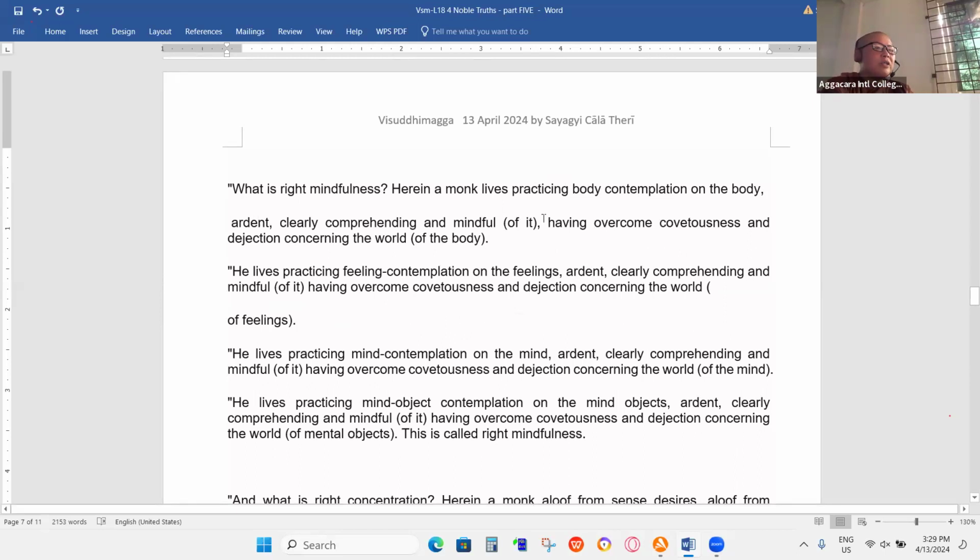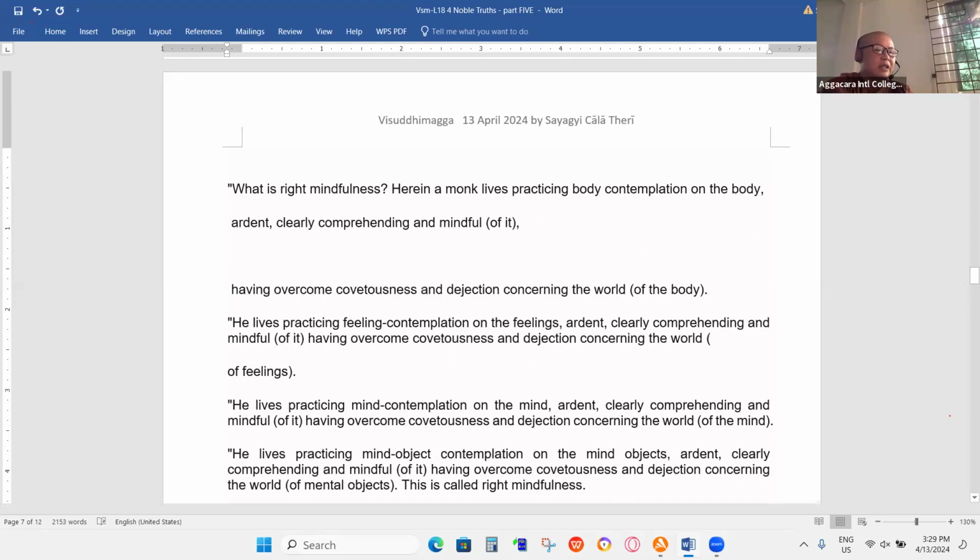Ardent. What do you think is ardent here? Yesterday we learned about the Cetasika. Maybe not yet. Ardent means, what's the meaning of Viriya? Yes, Viriya. So this is the same as effort. Now, clearly comprehending. So it's the same as what? What is clearly comprehending? Mindful, of course, is sati, mindfulness, right? Mindful is sati.